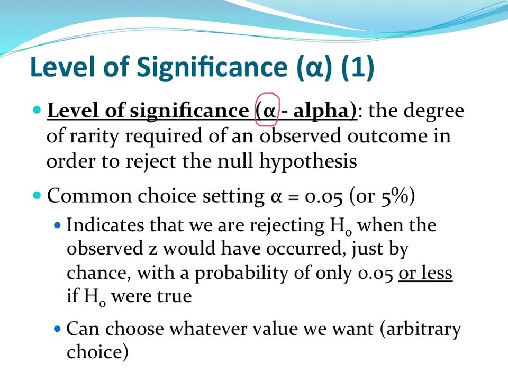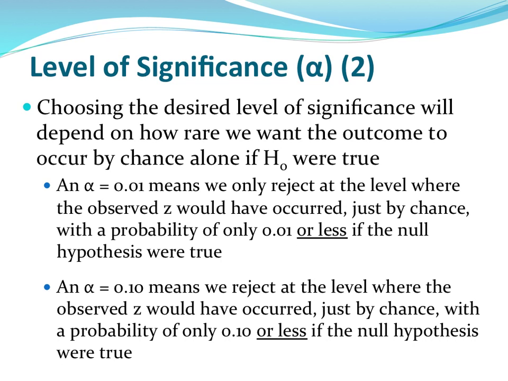It's important to note that you, as the researcher conducting the test, can choose whatever alpha level that you want. It is an arbitrary choice that is not set in stone, and in certain situations there might be reason to choose an alpha level that is higher or lower, which we'll discuss briefly. Choosing the desired level of significance will depend on how rare we want the outcome to occur by chance alone if the null were true.